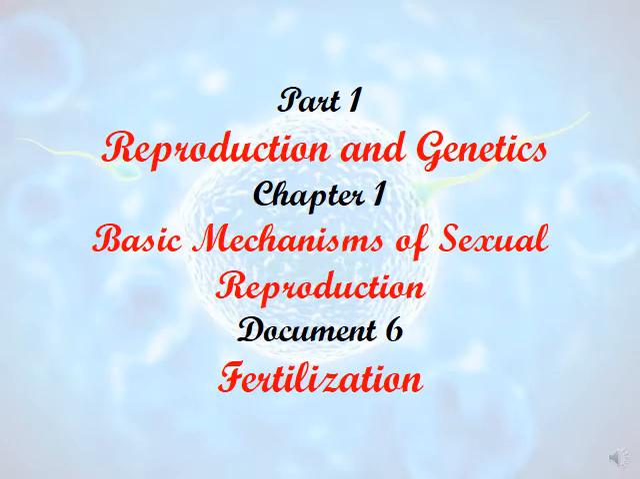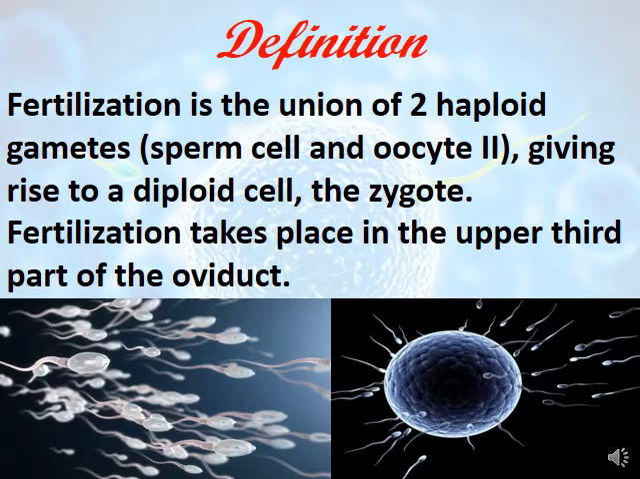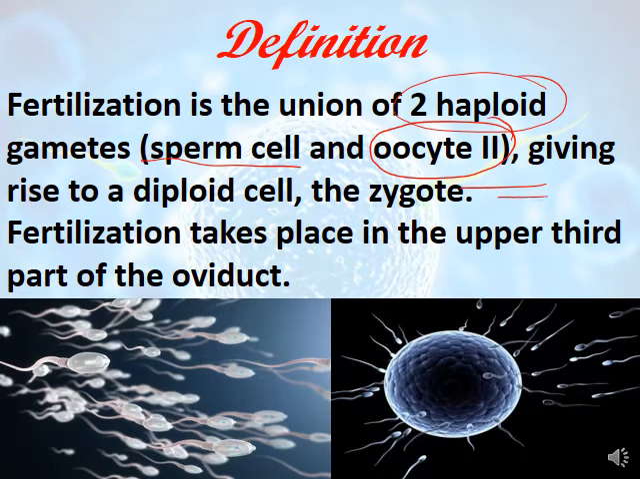Here we go to chapter 1, also document 6, fertilization. Fertilization is known by the union of two haploid gametes, the sperm cell and oocyte 2, giving rise to the diploid cell, which is the zygote. Fertilization takes place in the upper third part of the oviduct.